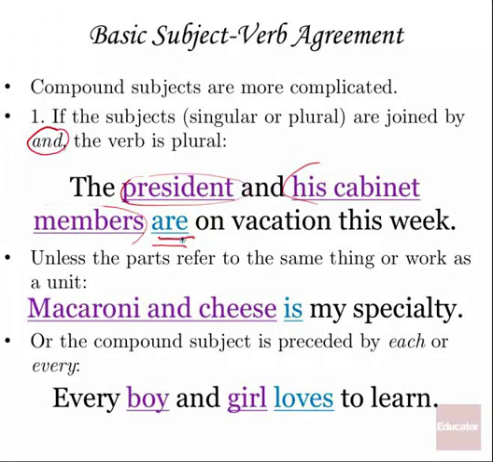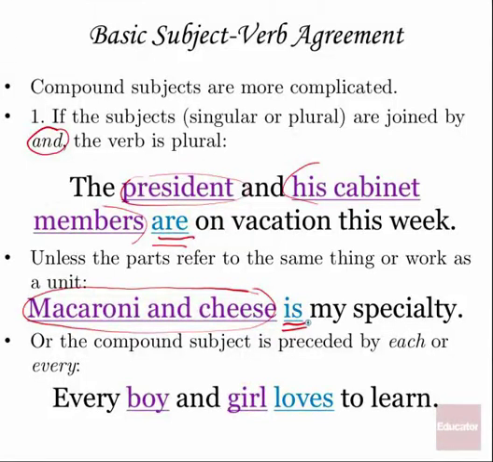Unless the parts refer to the same thing or work as a unit. The classic example of this is macaroni and cheese. Macaroni and cheese is my specialty. Now, if you said macaroni and cheese are my specialty, then you would be saying macaroni is my specialty and cheese is my specialty. Well, maybe if you're both a pasta maker and a dairyman, that would make sense, but for most people, when you say macaroni and cheese, you're talking about one single gloppy, glorious mess of pasta and cheese mixed together in your bowl. Particularly in American English, we say this almost as one word, macaroni and cheese. They're never separated. So we treat it as singular and we use the singular verb is.